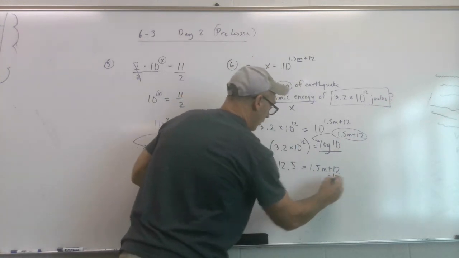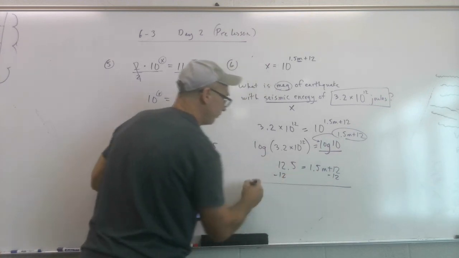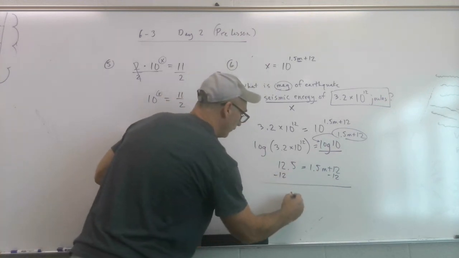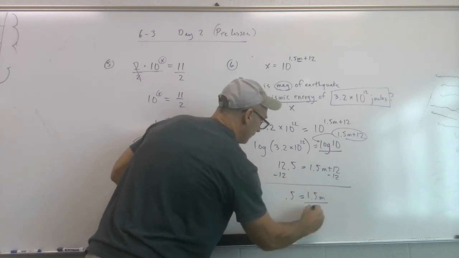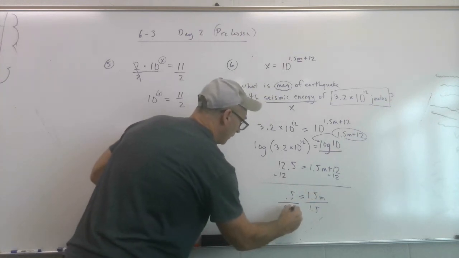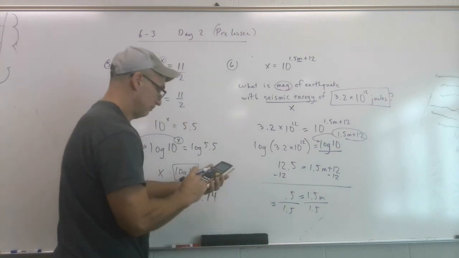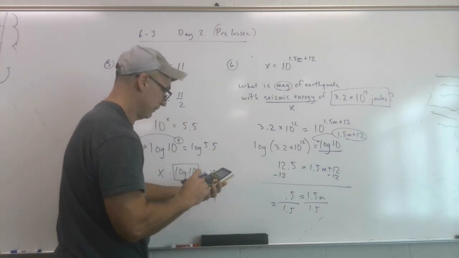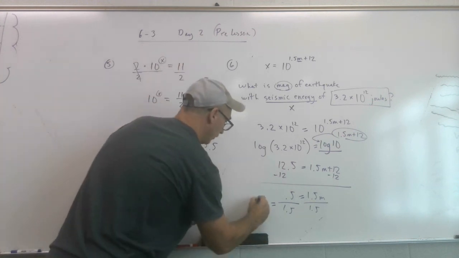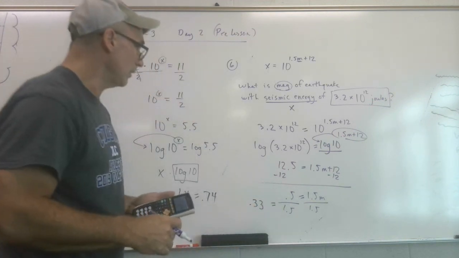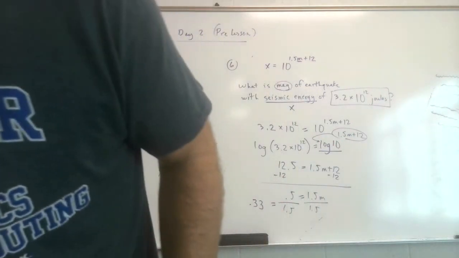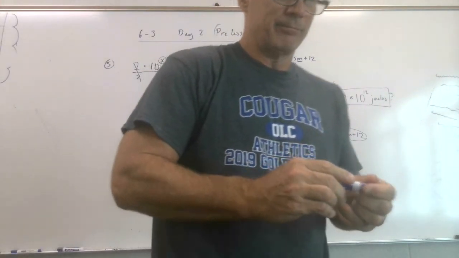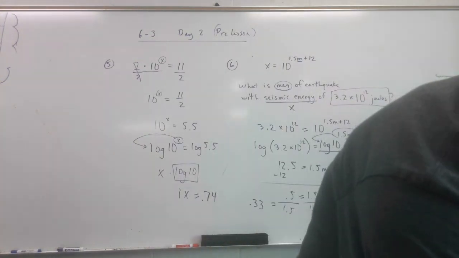So I'm going to subtract 12, subtract 12. So I can get a 0.5 equals 1.5 m, divide by 1.5, divide by 1.5. So that's 0.5 divided by 1.5, that's 0.33. Okay, 0.33 magnitude. That's not a biggie. All right, get after that homework and have fun with it.